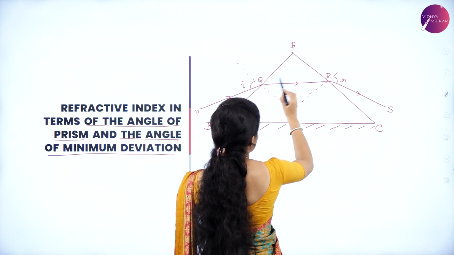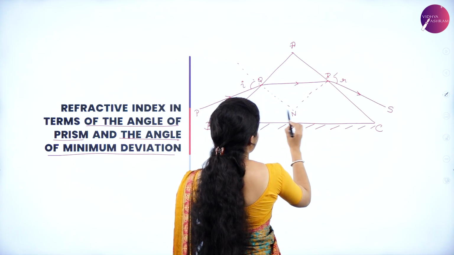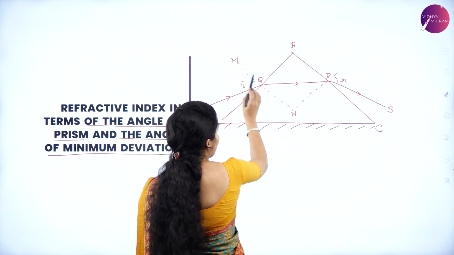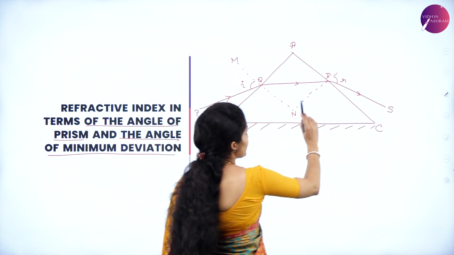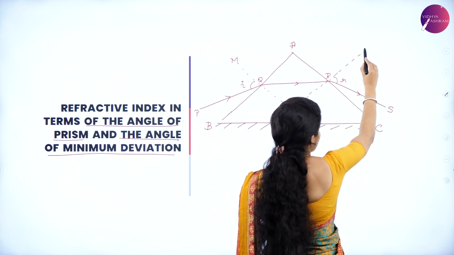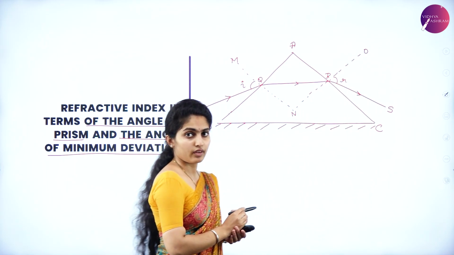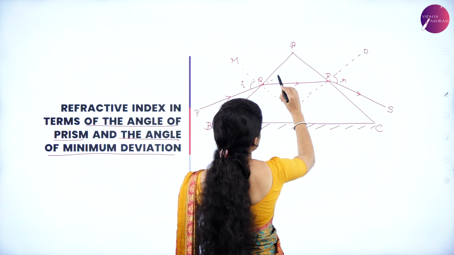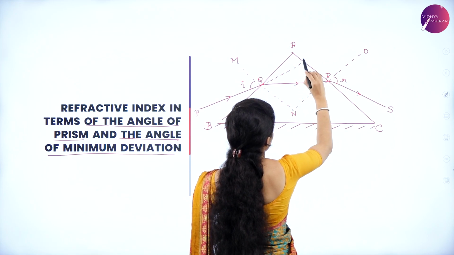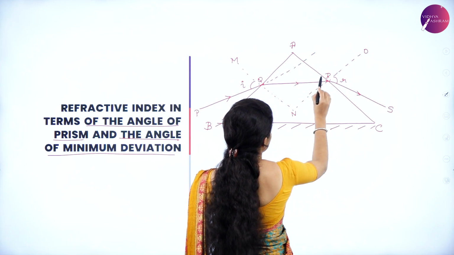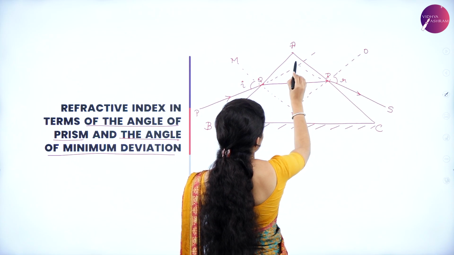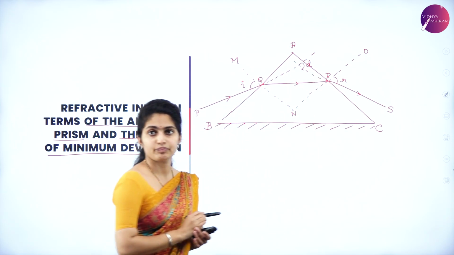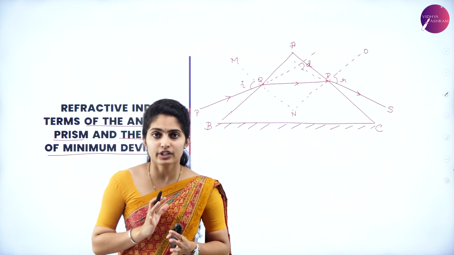Call it as N over here, and this is M. We have a normal drawn M and N, and just extend this. You have got O over here. Okay, and on extending the actual incident ray over here and the refracted ray over here, we can give the angle of deviation. It is the angle of deviation.